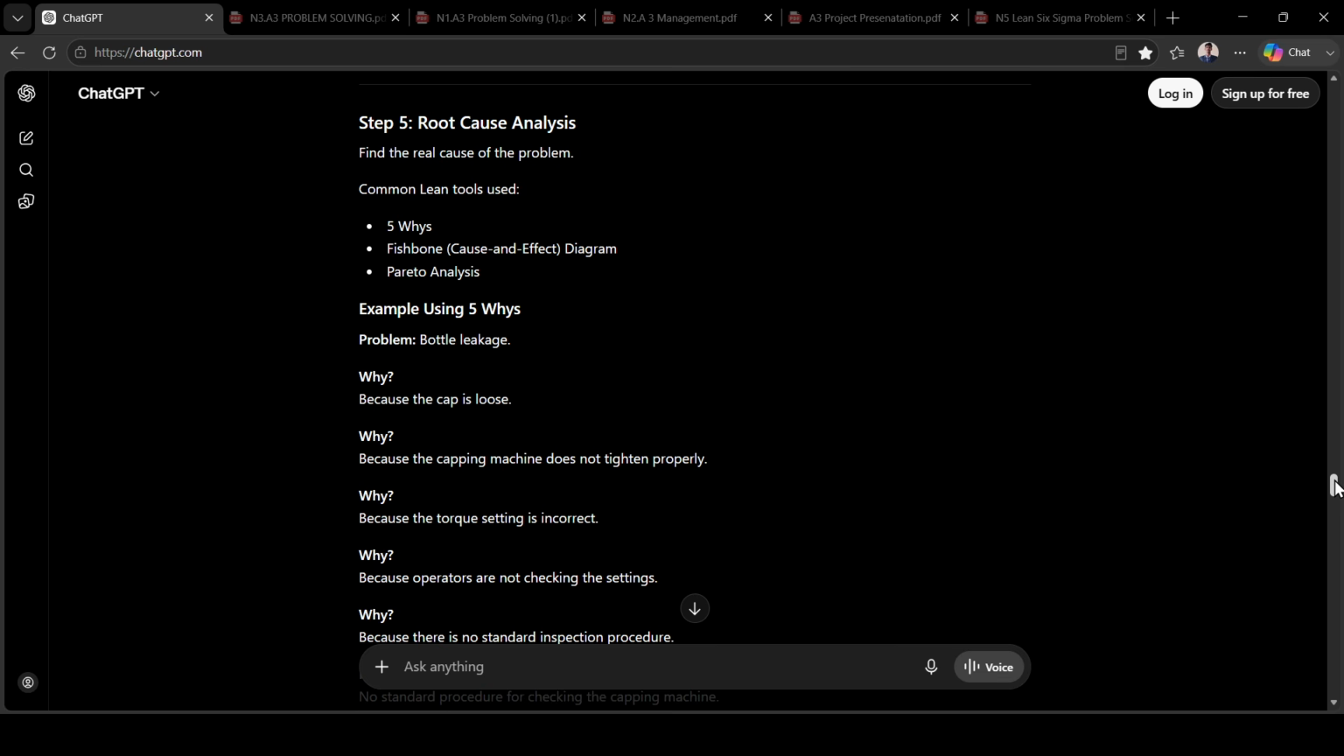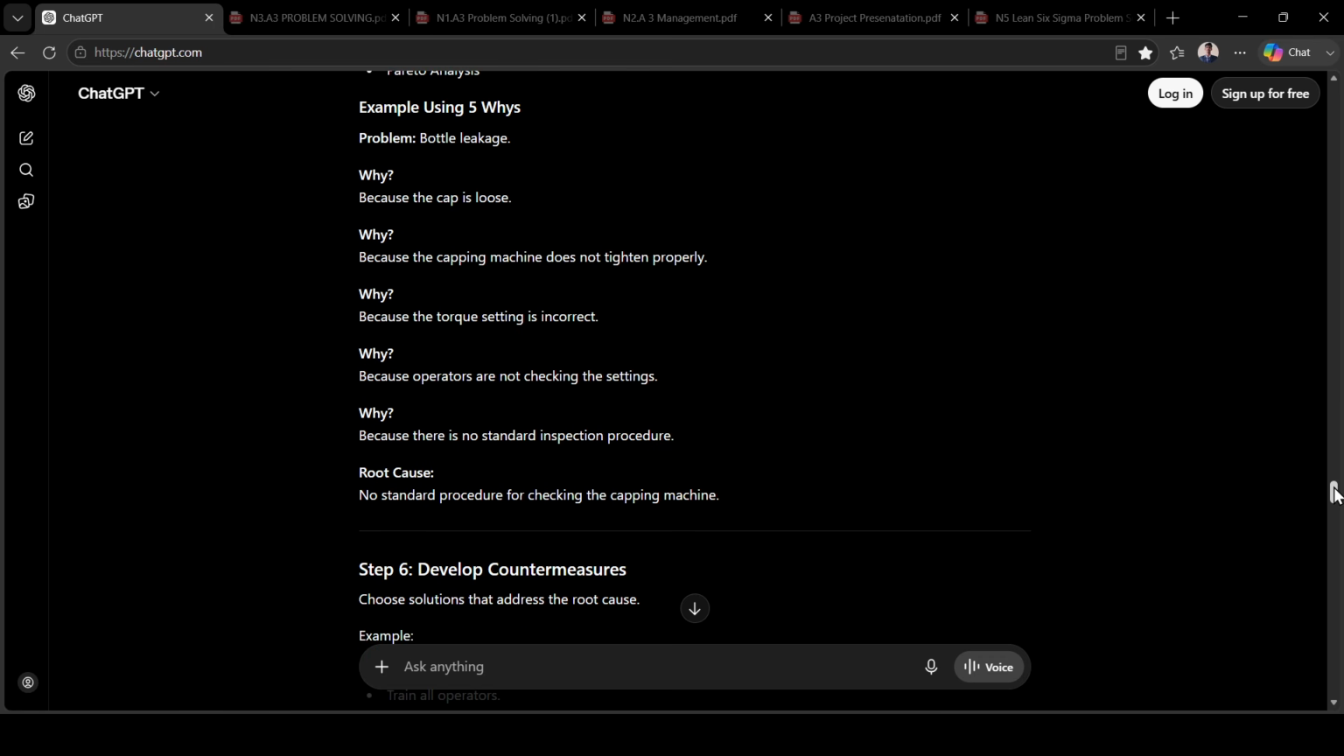Why? Because the cap is loose. Why? Because the capping machine does not tighten properly. Why? Because the torque setting is incorrect. Why? Because the operators are not checking the setting. Why? Because there is no standard inspection procedure. Root cause: no standard procedure for checking the capping machine.